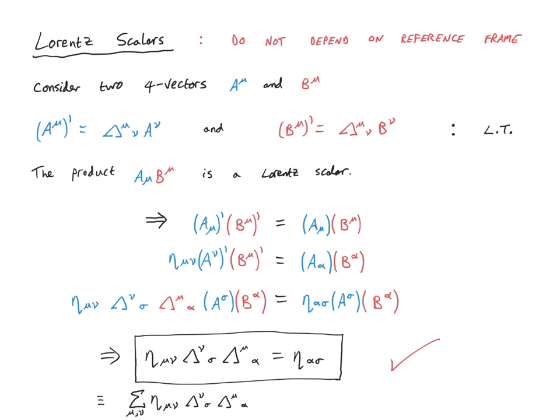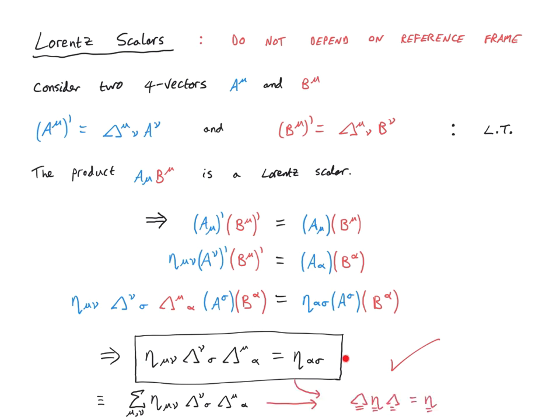Furthermore, with the explicit expression for the Minkowski metric tensor eta and the Lorentz transformation matrix lambda, we can simply verify that this equation holds. An easy way to do this is to recognize that on the right-hand side of the equation here, we basically have an element of a matrix, and on the left-hand side, we have an element of a matrix product.